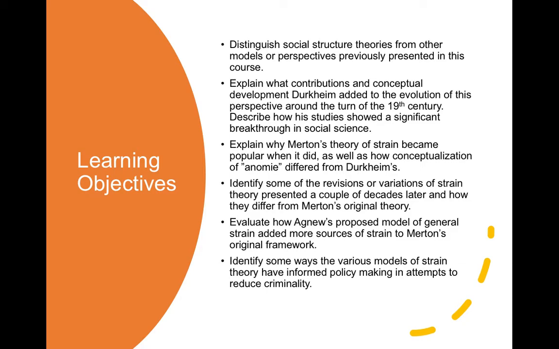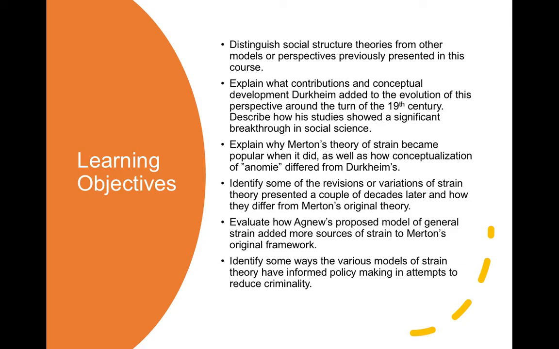We're going to distinguish the social structure theories from other models or perspectives that we previously presented in this course. We're going to explain what contributions and conceptual development Durkheim added to the evolution of his perspective around the turn of the 19th century. We're going to explain why Merton's theory of strain became popular exactly when it did, as well as how his conceptualization of anomie was different from that of Durkheim's.